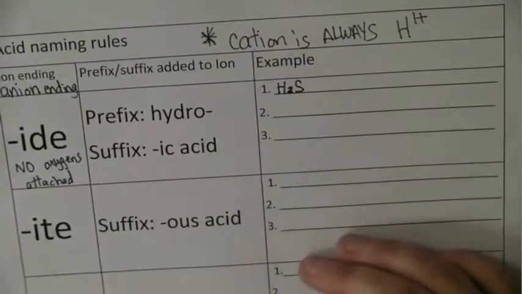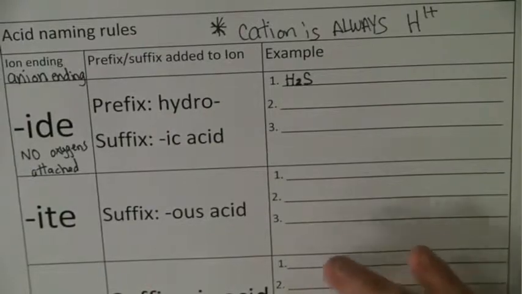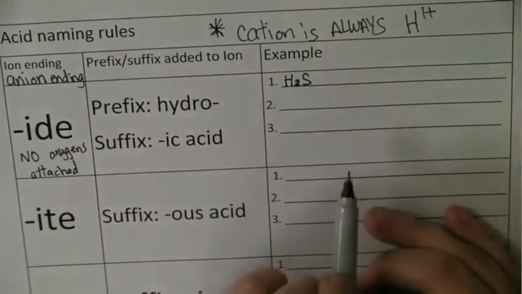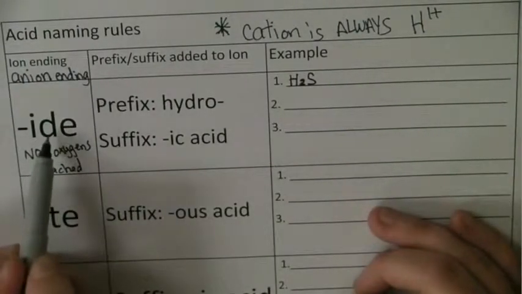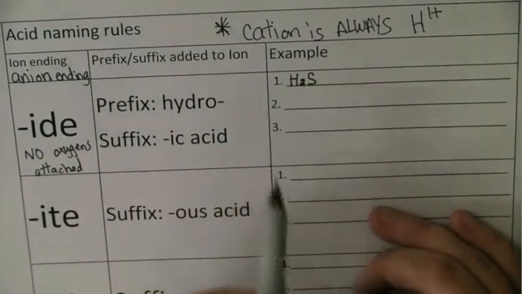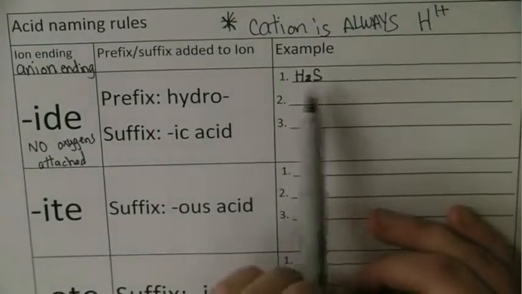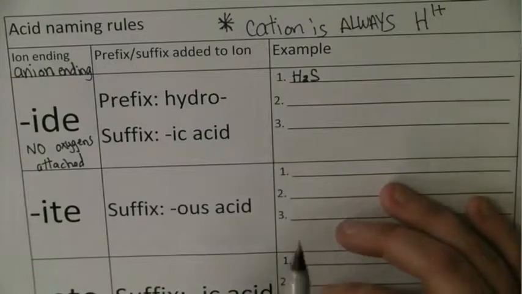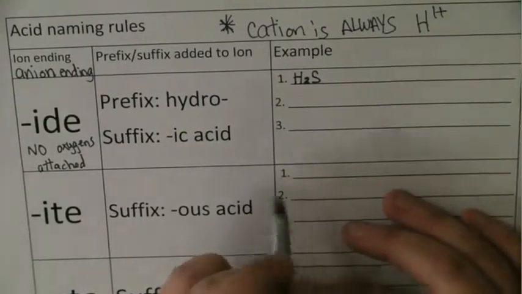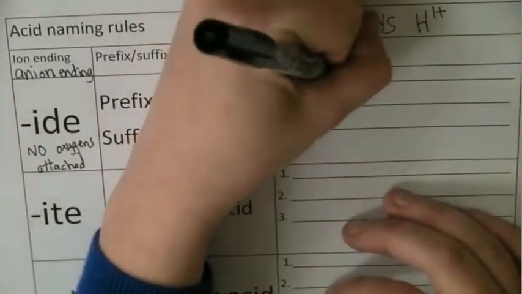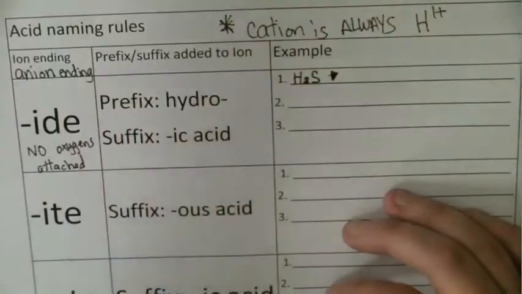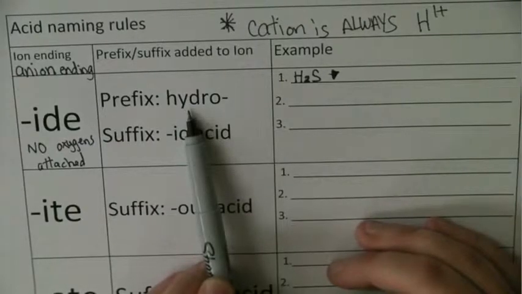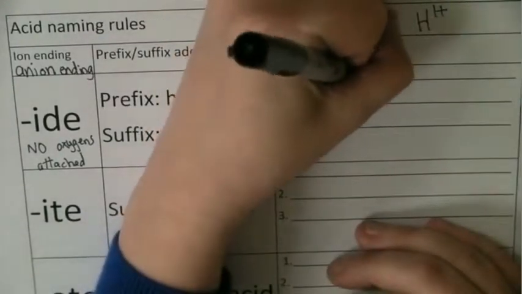So if I give you H2S, you know that this is hydrogen and sulfide, I-D-E. We would probably name this dihydrogen monosulfide, or hydrogen sulfide. There are a lot of different ways we can name it. The most proper way to name it is the way we're going to learn right now. So here's what we need to add: the prefix hydro. So this is going to be called hydro.